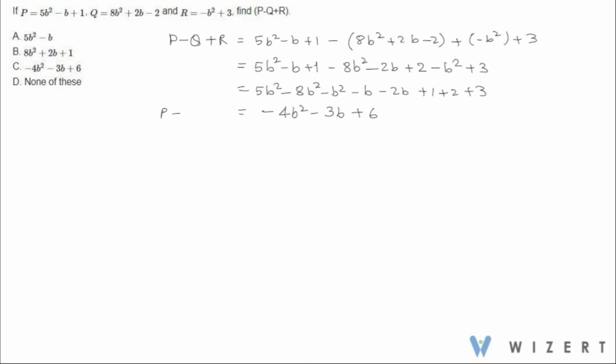So the required expression p minus q plus r is minus 4b square minus 3b plus 6. Answer is option C.